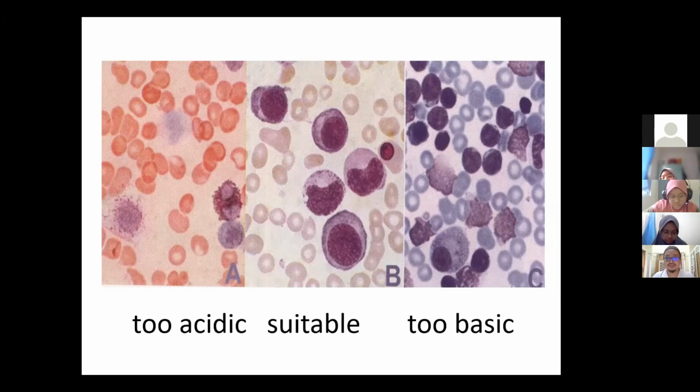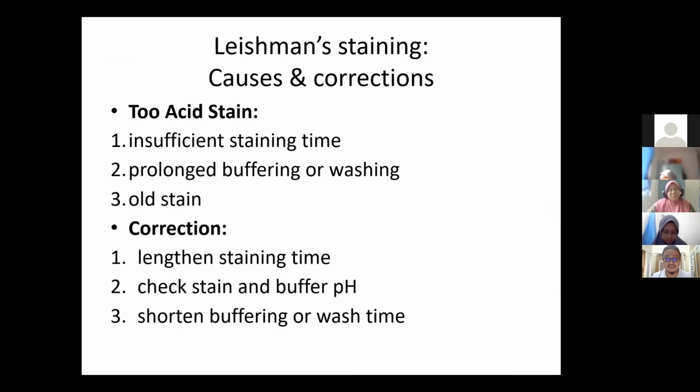Okay, so if it is too acidic, you can see the angry appearance. It could be because of insufficient staining time, or too much, or prolonged buffering, prolonged washing can also cause it, and maybe the stain is old. It depends. You have to try a few things. Try to lengthen the staining time, check if the stain is okay or not, check the pH of the buffer, and shorten the buffering and wash time.